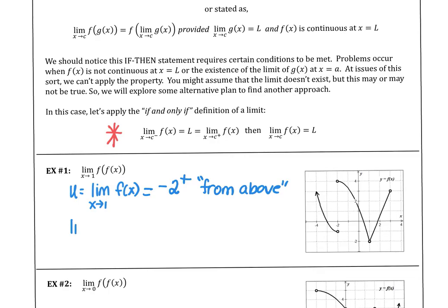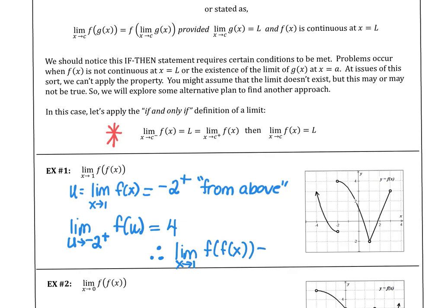And now if we go back to the function and take the limit as u approaches -2 from the right, or from above, let's take a look: as we approach -2 from above, that's going to be from the right, the limit is approaching 4. So the limit of the composition, therefore, the limit as x approaches 1 of f of g of x, will be 4.